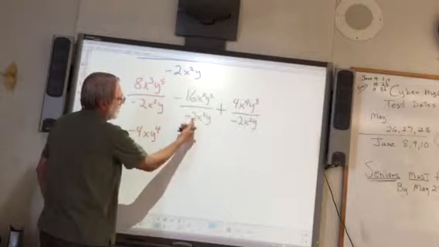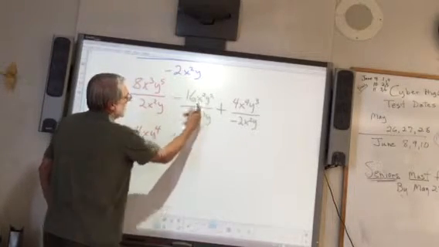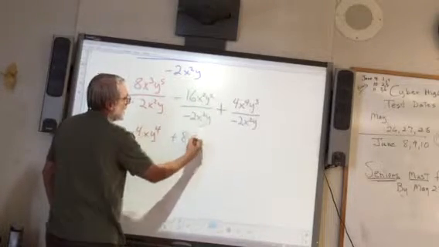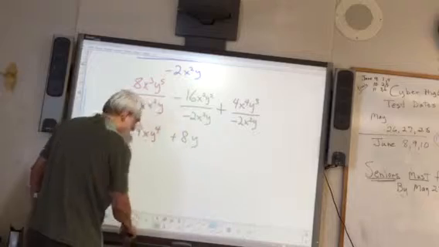Negative 16 divided by negative 2 is positive 8. X squared over x squared is 1. Y squared over y is y. Why? Because I said so.